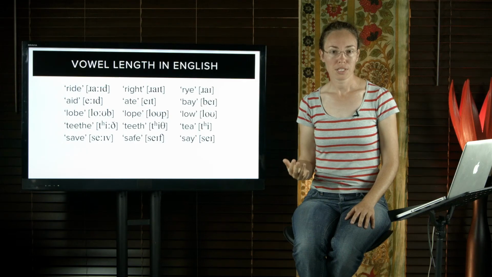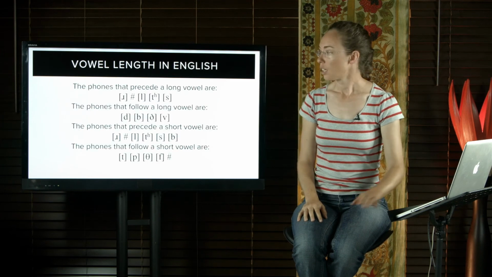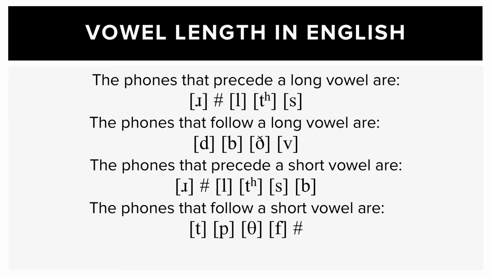The phones that precede a long vowel are the end of a word, t, and s. The phones that follow a long vowel are d, b, v, and v. The phones that precede a short vowel are the end of a word, t, s, and b. And the phones that follow a short vowel are t, p, and the end of a word.